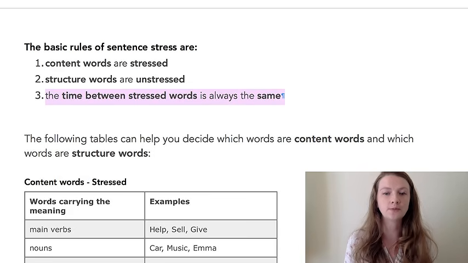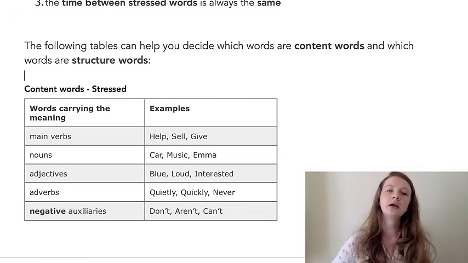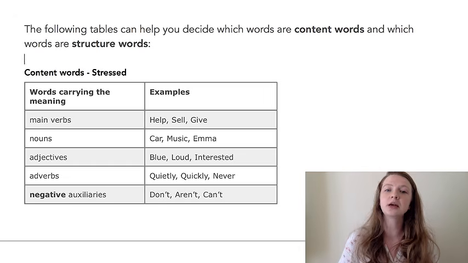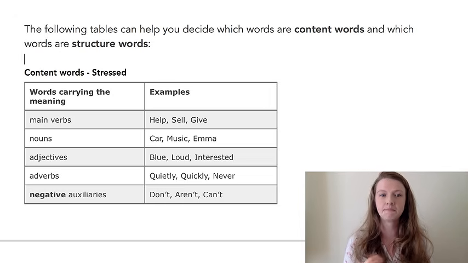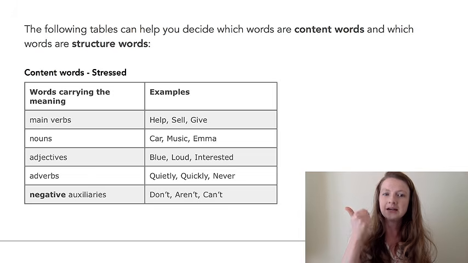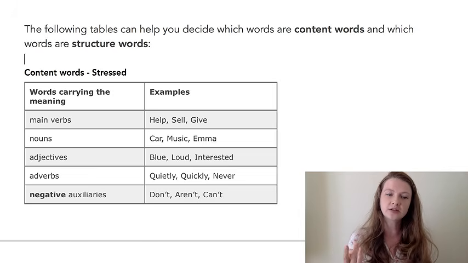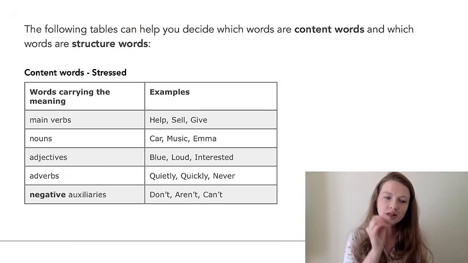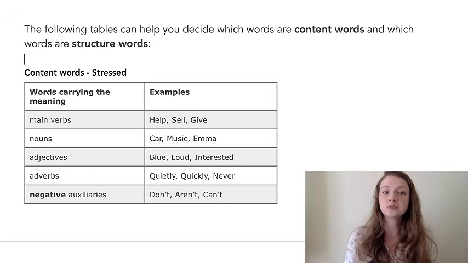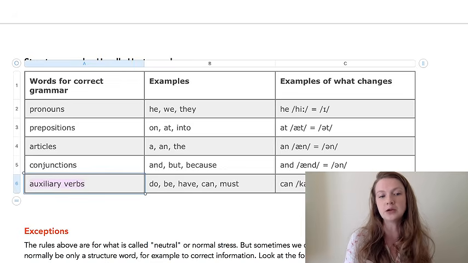All right? So let's have a look at some examples of content words. Can you see that? Perfect. So the following tables can help you decide which words are content words and which are structure words. So your content words, they're the words that carry meaning. For example, main verbs, nouns, this includes names of people and places, adjectives, adverbs, and negative auxiliaries. Okay, guys, I really stress the negative here because you will see that here, auxiliary verbs and modal verbs, I should also say.